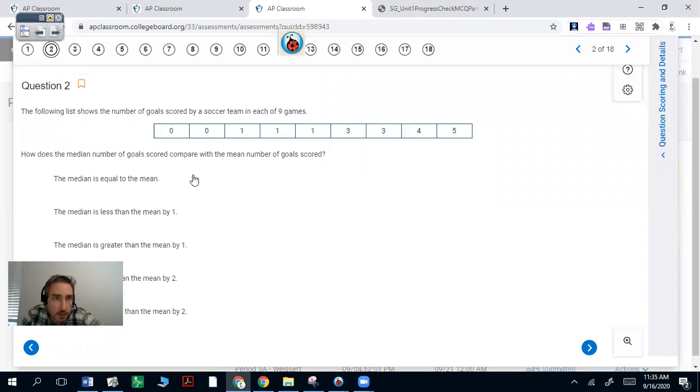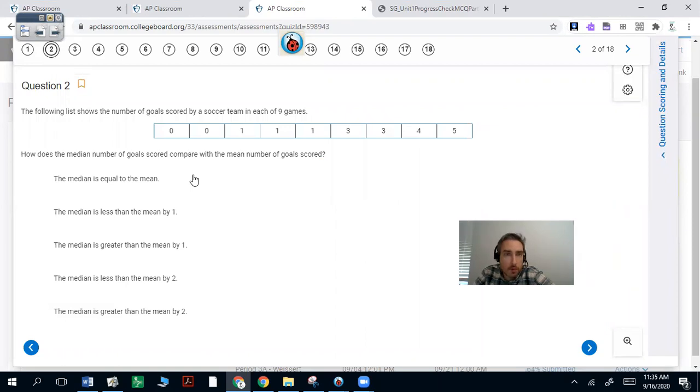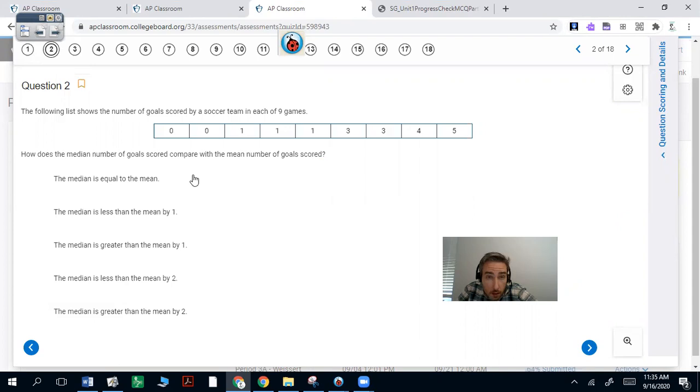All right, the second one: the following list shows the number of goals scored by a soccer team in 9 games. How does the median number of goals scored compare with the mean number of goals scored? 0, 0, 1, 1, 1, 3, 3, 4, 5. Just kind of looking at it, the median is 1.